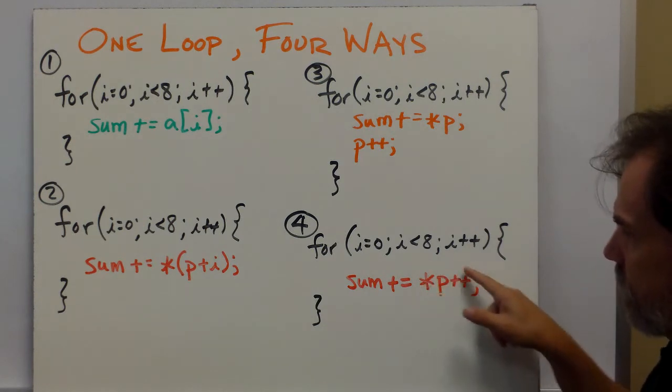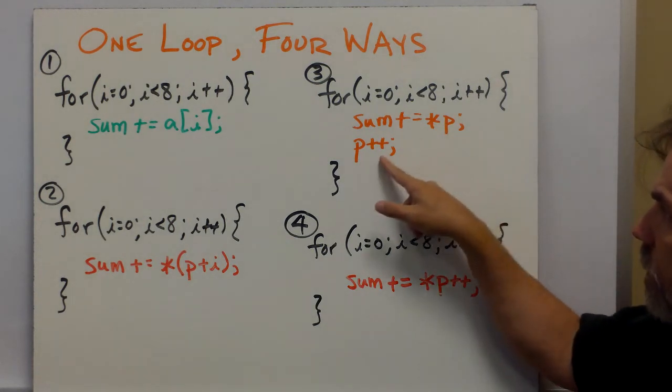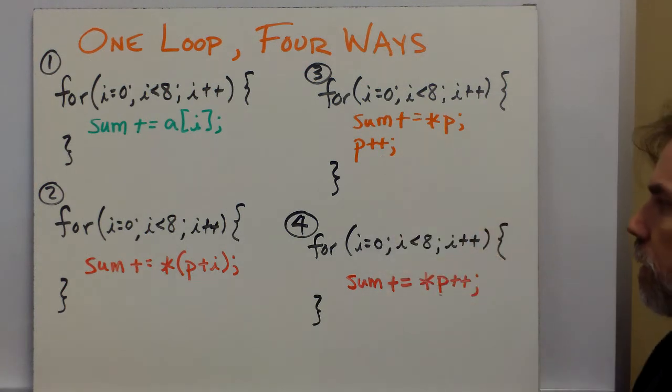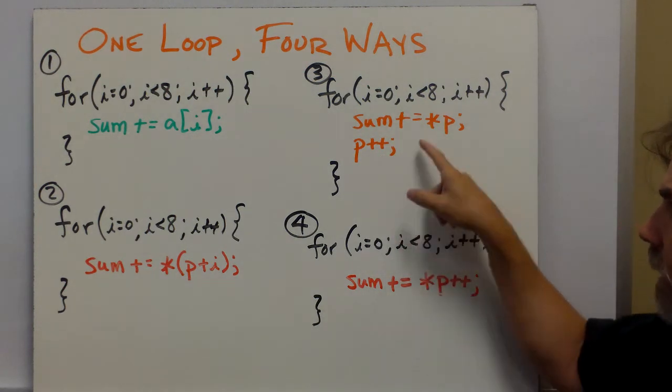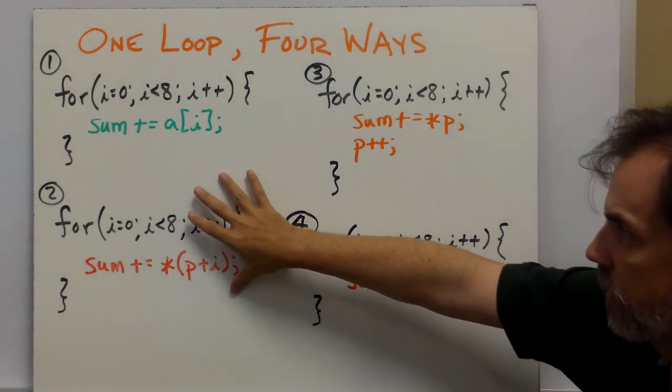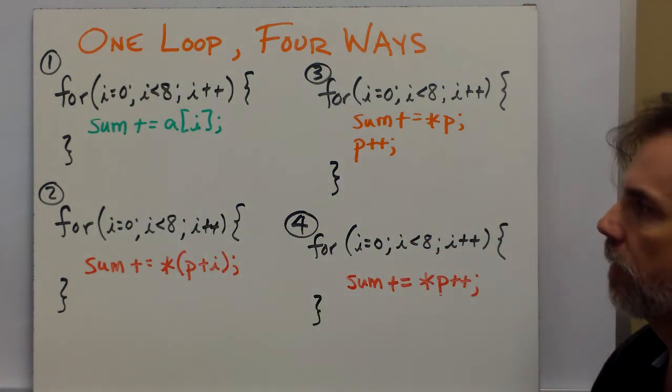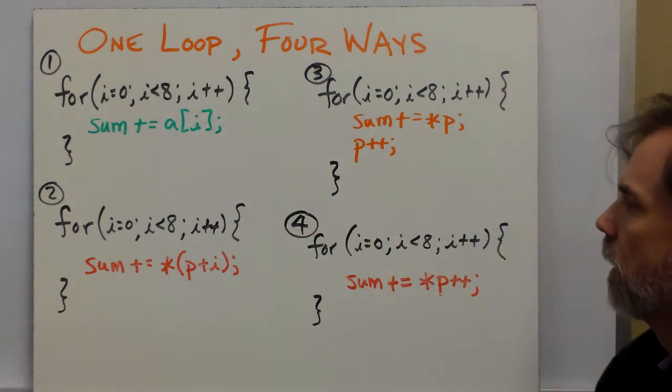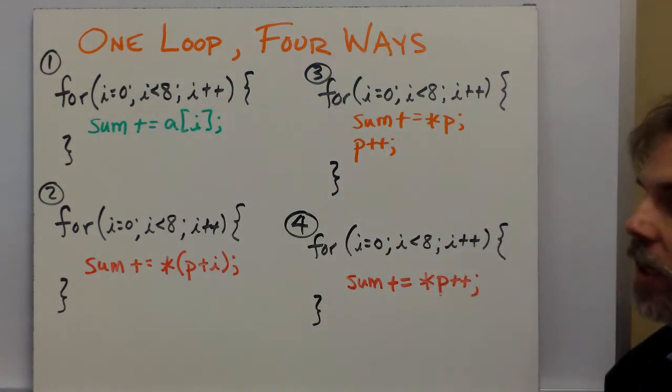So this is essentially doing these two steps in one single expression. Again, this is exactly the same as this. It performs the same function in terms of calculating the sum as these two, but it does change p.